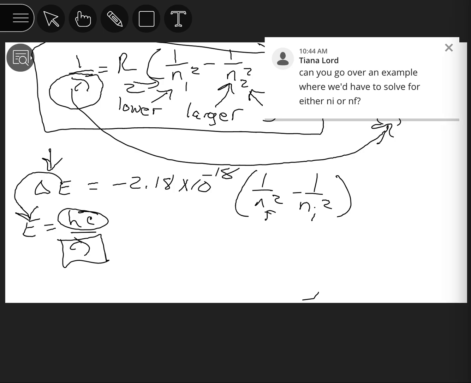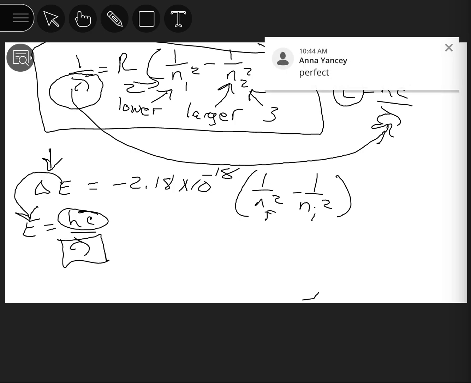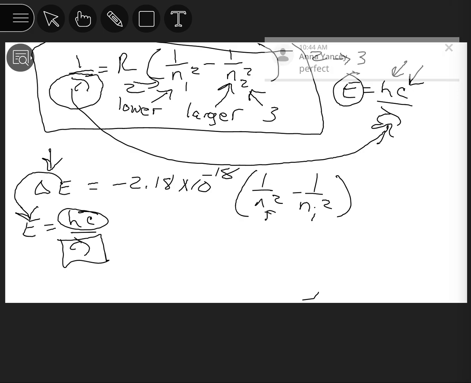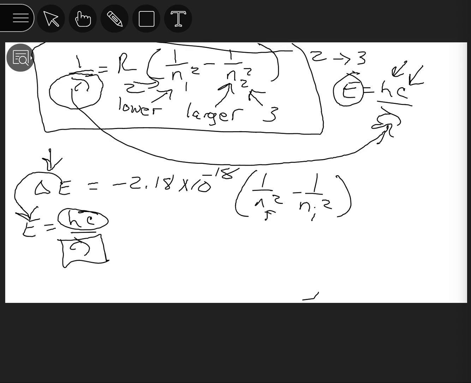Example where we'd have to solve, yeah, I can do that too. All right. Oh, Chad, you have a question. Yep, so when you're trying to solve for wavelength after you got the energy, will you rearrange the equation like wavelength equals hc divided by E? Yeah, you could definitely do that.